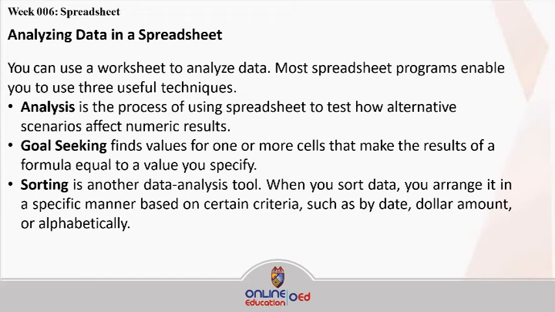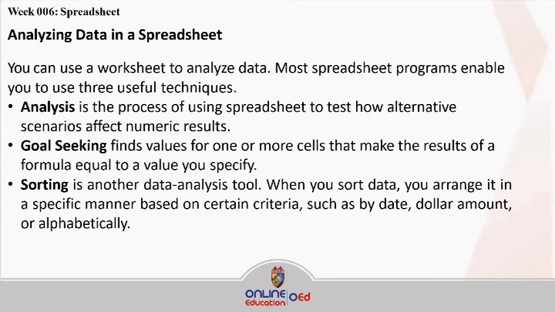Then goal seeking. So find values for one or more cells that make the results of a formula equal to a value you specify. So for example, meron kang 1,000 records. And then dun sa 1,000 records, you don't know what is the total number of the male and the female. So para madali mo siyang mabilang yung male and female, you will not do it manually. So ang hahanapin mo is, or gagamit ka ng function. So pwede yung COUNTIF. That is goal seeking.